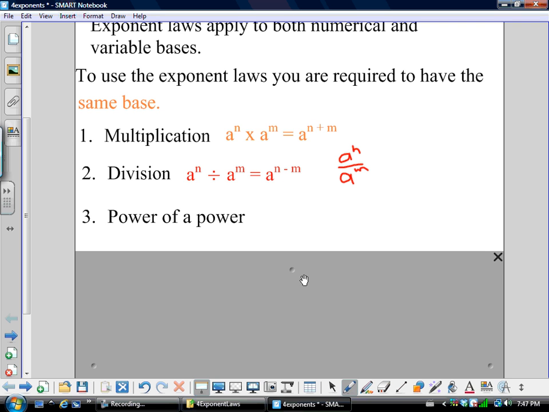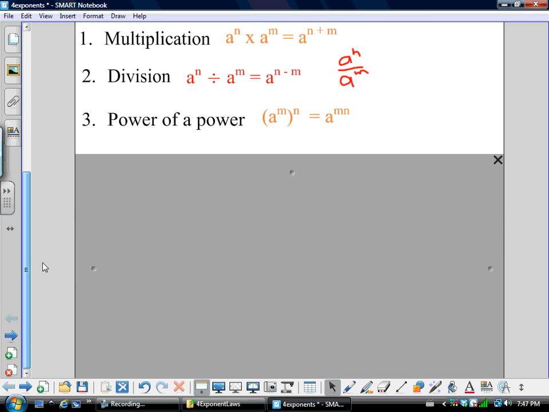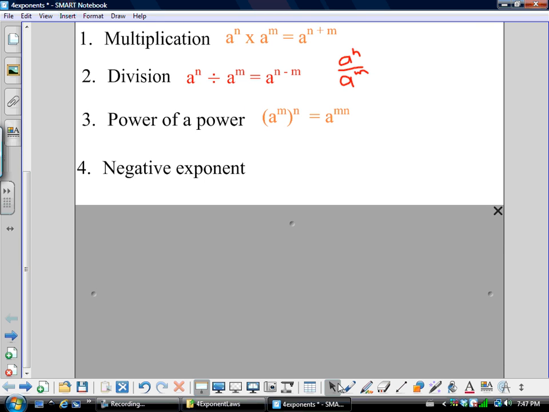The next law is a power to a power. For this I don't need like bases. I have a to the m, and I also then take that and have it to another power. In that case, I multiply the two powers together. And the fourth law is the negative exponent. We've looked at that when we did our prerequisite skills. We reciprocate the base. We don't change whether the base is positive or negative. What we change after we reciprocate is the power. The exponent then becomes positive.